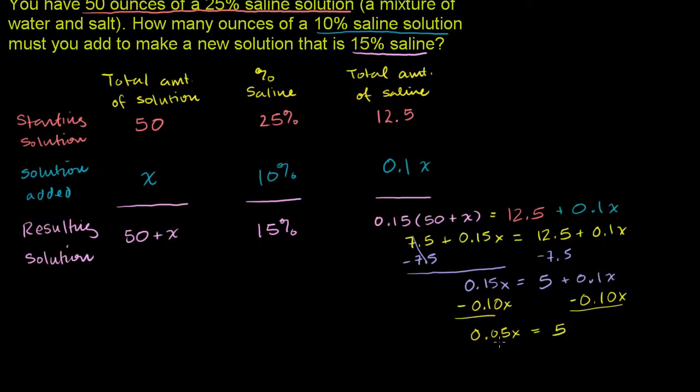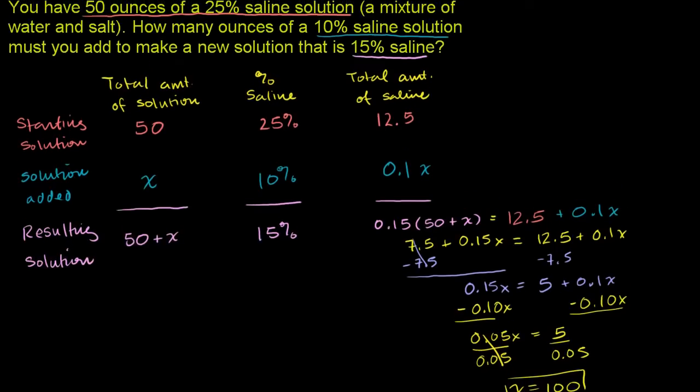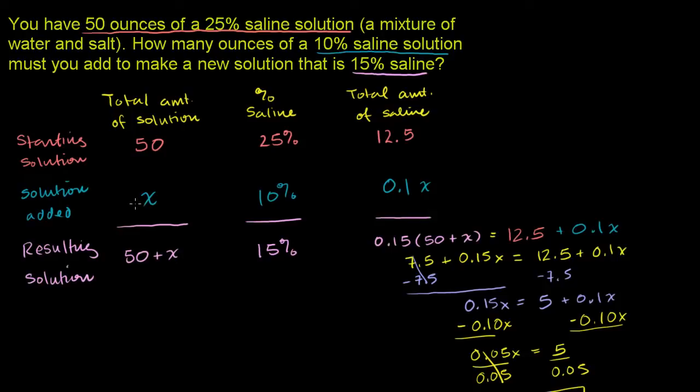And now we just divide both sides by 0.05. And we get x is equal to 5 divided by 0.05. That's the same thing as 5 divided by 1/20th, or the same thing as 5 times 20. So we get x is equal to 100. So we're done. If you add 100 ounces of 10% saline solution, you will end up with 150 ounces of 15% saline solution.